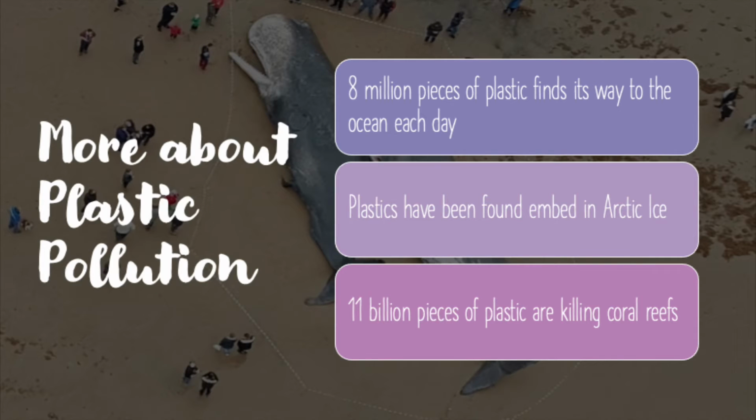Here's a little more about plastic pollution. There are about 8 million pieces of plastic finding their way to the ocean every single day. And plastics have been found embedded in the ice in the Arctic. And 11 billion pieces of plastic are killing coral reefs.